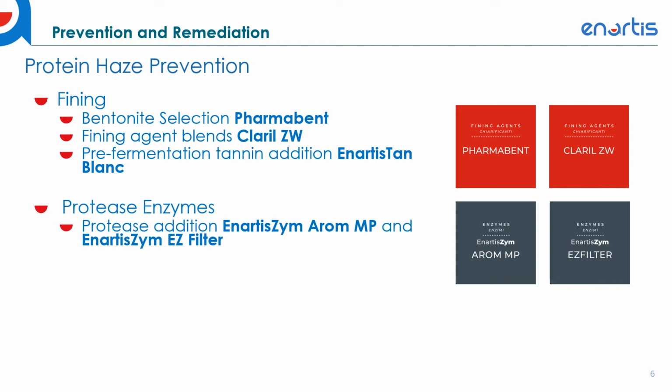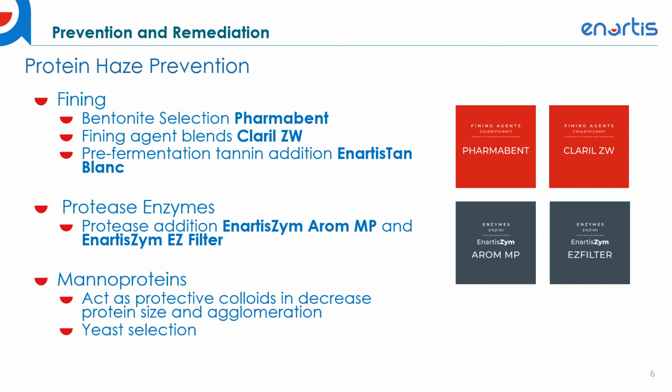Now, speaking of juice, the addition of protease enzymes is extremely useful for increasing protein stability and the efficiency of fining agents. Enzymes are much more active in juice compared to wine, and if we recall, endogenous grape proteases are not significantly active in breaking up these PR proteins, which lead to protein haze. Now, mannoproteins, there's a lot in literature that reference their properties as being protective colloids and helping to decrease protein size and agglomeration.